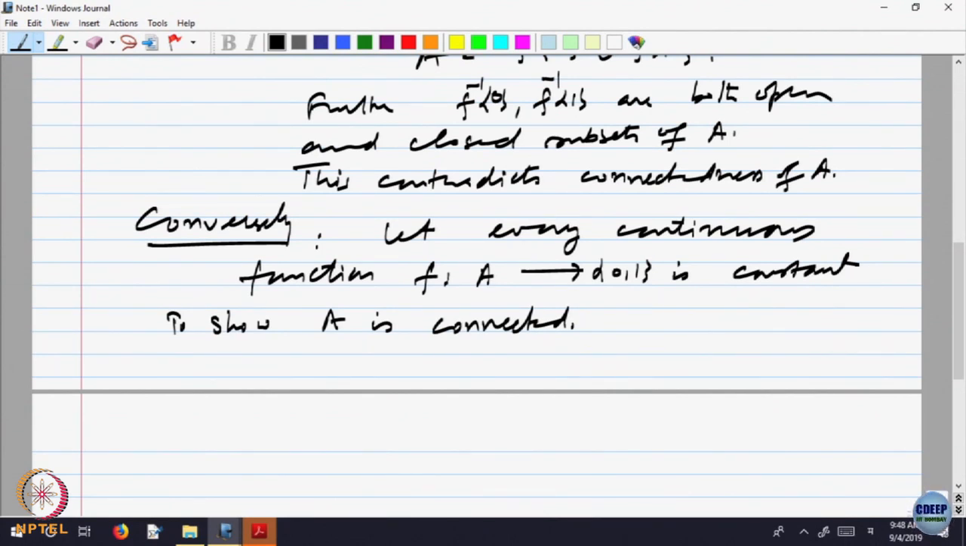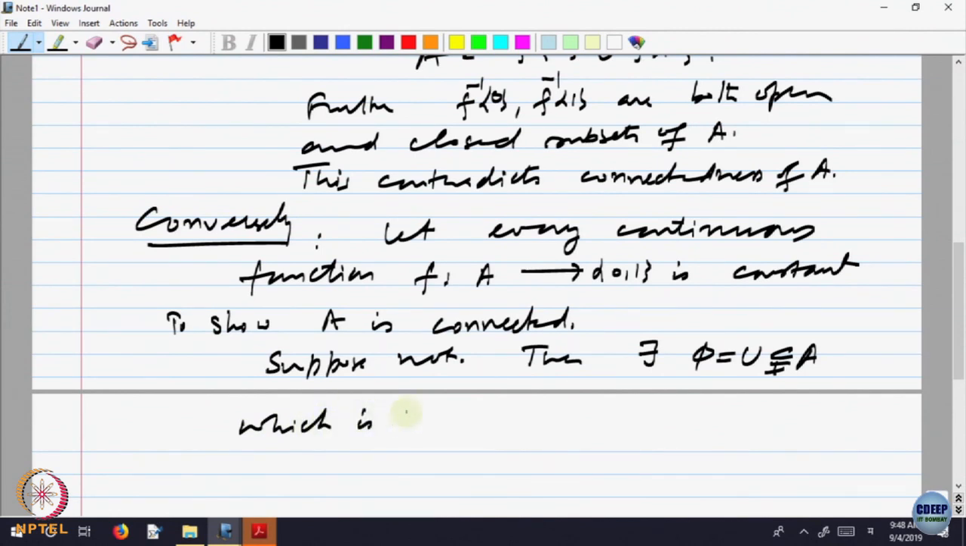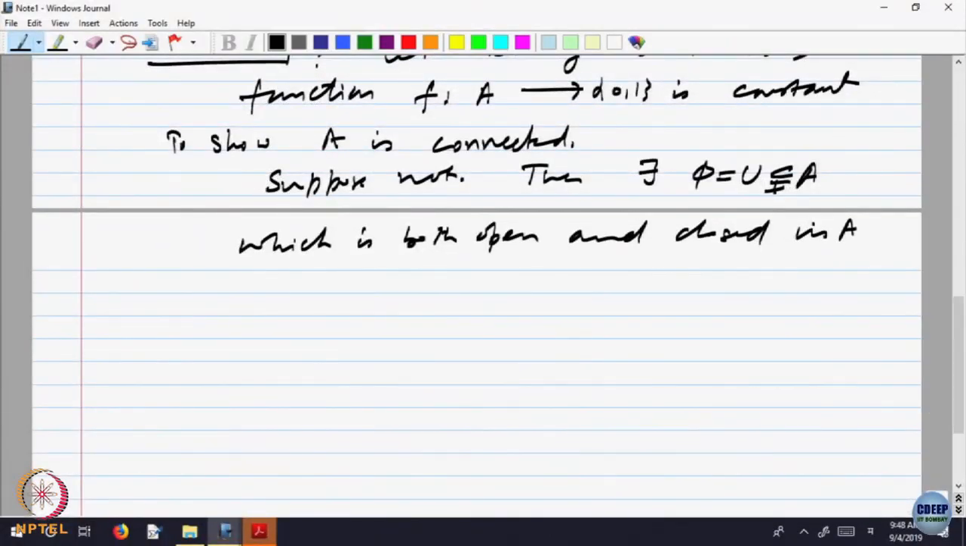So, if not, again by contradiction, suppose not, then there exists a non-empty proper subset U of A which is both open and closed in A, because it is not connected. Now, here is something which you will find useful later on also.